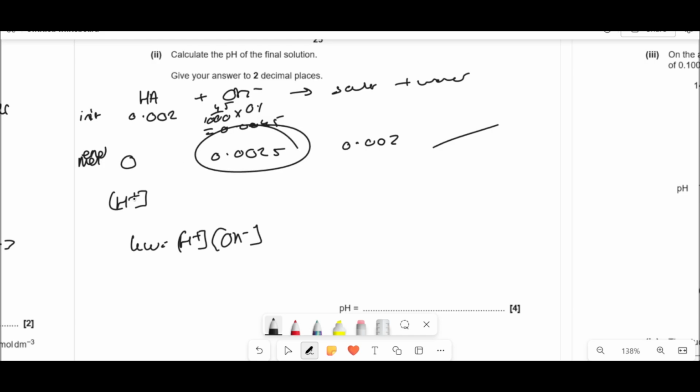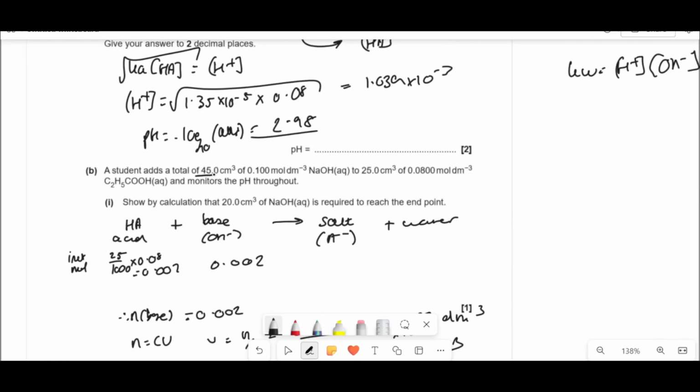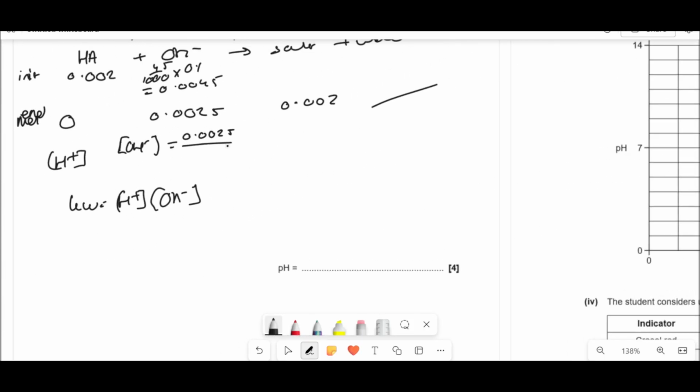We only have the end moles, we need to find the end concentration. So the concentration of OH minus is going to be this, 0.0025, divided by the new volume of the solution, which is 45 plus 25. So that's going to be 70. So it's going to be 70 times 10 to the minus 3, or 70 over 1,000, which gives you 0.0357 moles per decimeter cubed.